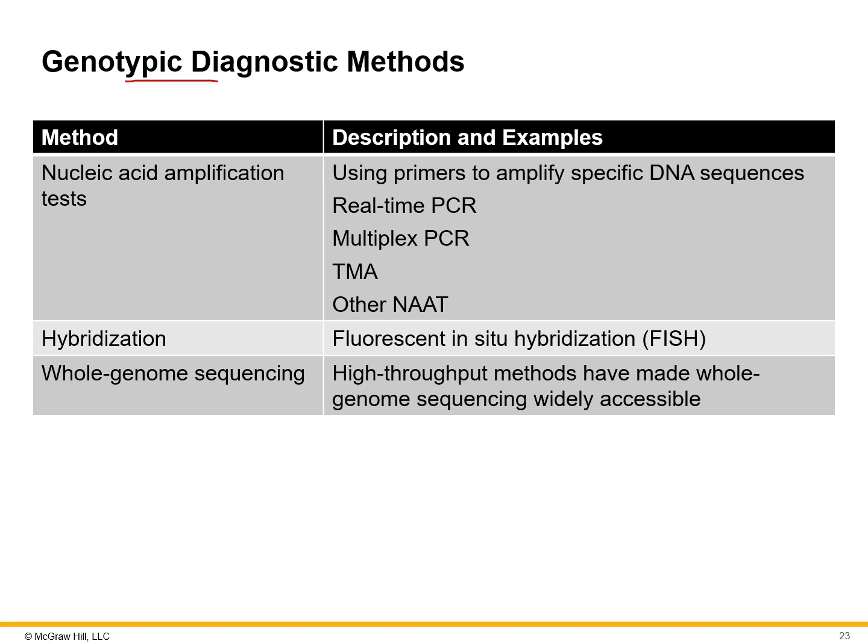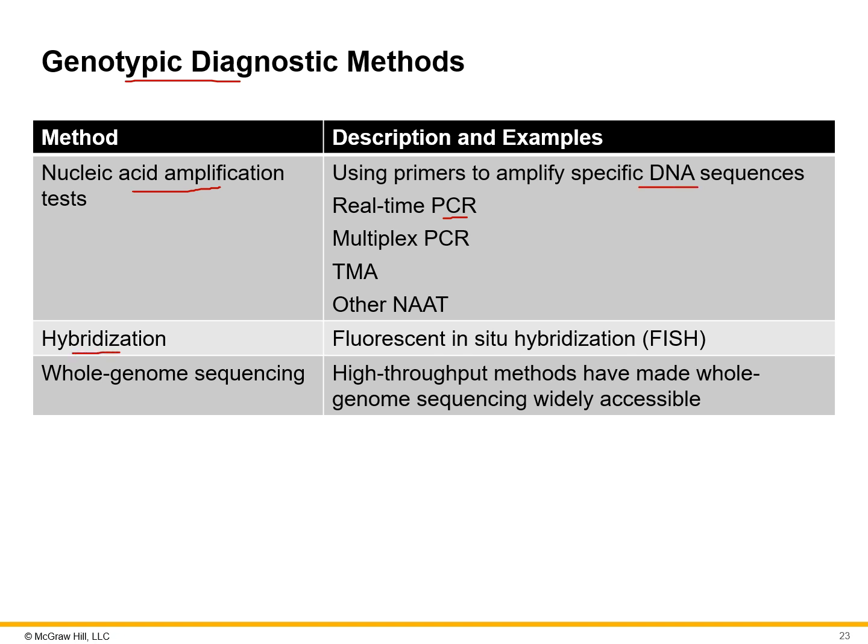Now, our last category are those genotypic tests. So we have three that we're going to talk about. So we have nucleic acid amplification. Struggled with that one. So the main one here is going to be PCR, polymerase chain reaction. There are a couple different types of this, but it's ultimately increasing the amount of specific DNA sequences.